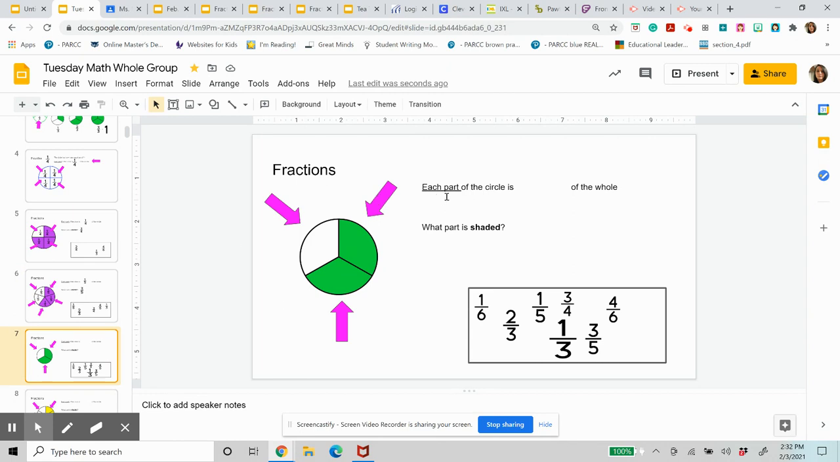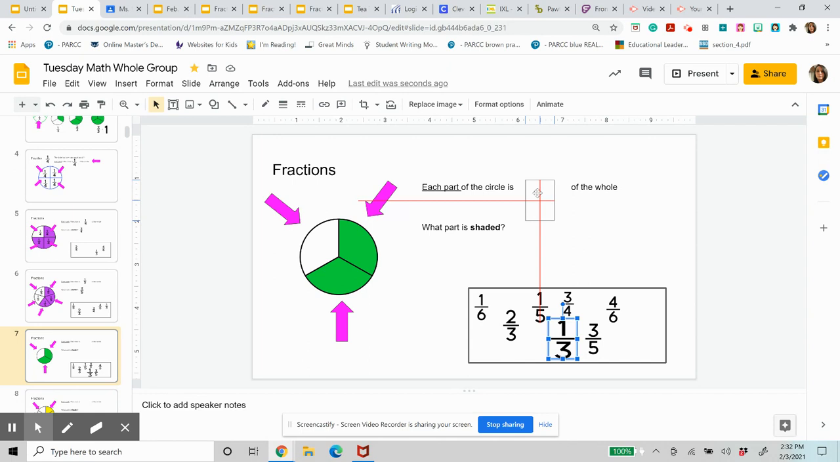All right, each part of this circle is blank of the whole. So again, let's figure out how many pieces are total. So 1, 2, 3. And each part represents one of those parts, right? So what do you think this would be? So out of 1/6, 2/3, 1/5, 1/3, 3/4, 3/5, 4/6. Take a minute and think about what do you think the fraction is for each part? Okay. Remember how many pieces in each piece?